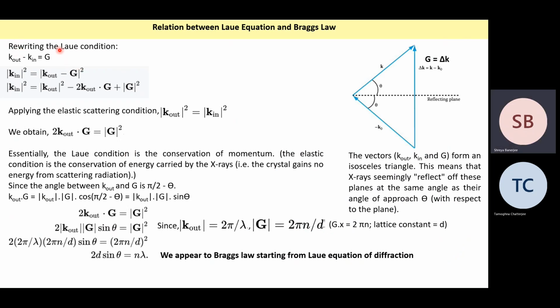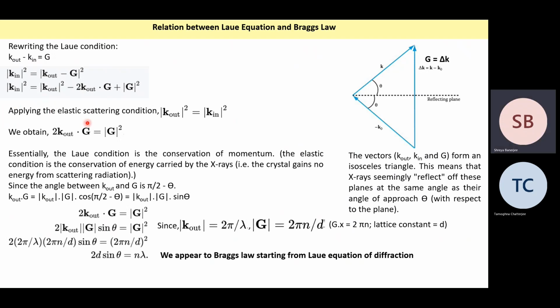Now, if you rewrite the Laue condition, delta K equal to G, that you derived in the previous slide, you can write that out as K out minus K in is G. If you take the magnitude of these vectors and square them, you will get this equation, where you have moved K in to one side, so K out minus G, and you square both sides. And then you expand this square. So you get K out whole square plus G whole square minus 2 K out into G.